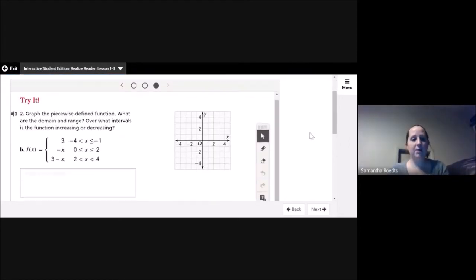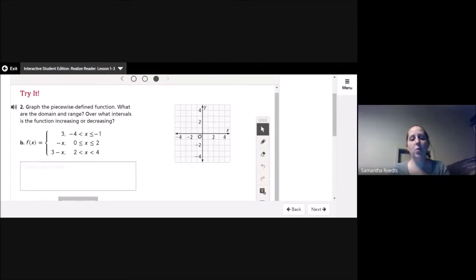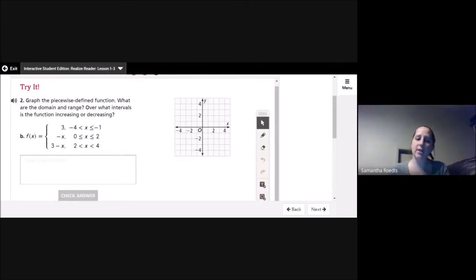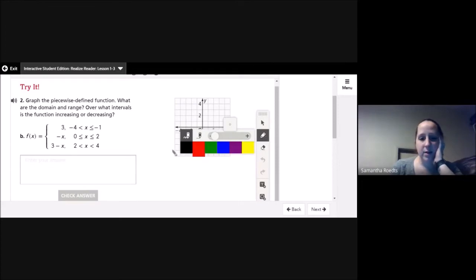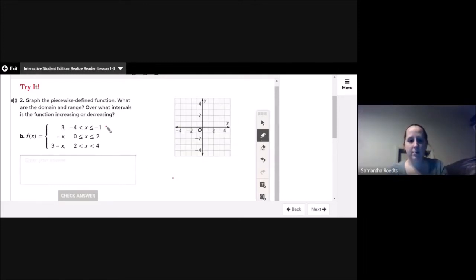All right, for B, I want to graph the piecewise defined function, find the domain and range, and determine over what intervals the function is increasing or decreasing. So I have 3 from negative 4 to negative 1. Okay, so here's my first one. First one's gonna be red. Okay, so it's 3, which is up here, from negative 4 to negative 1. Okay, so there's my line. Okay, there's an open circle.